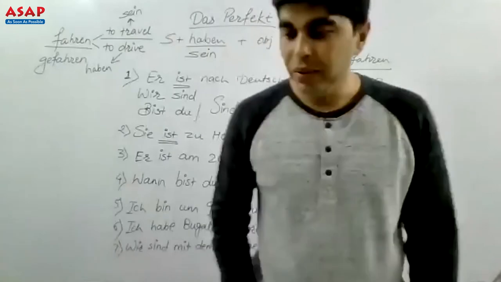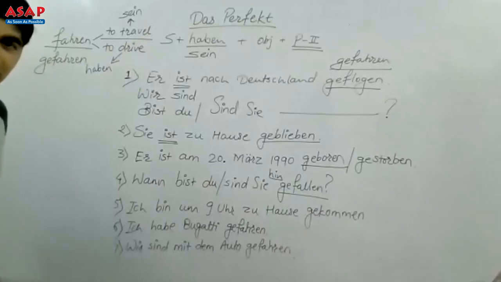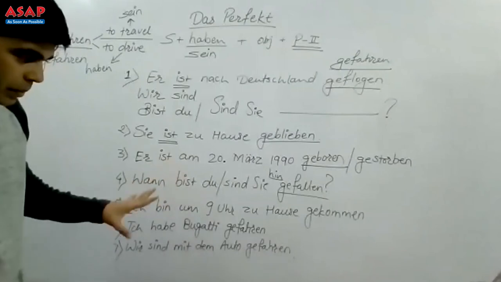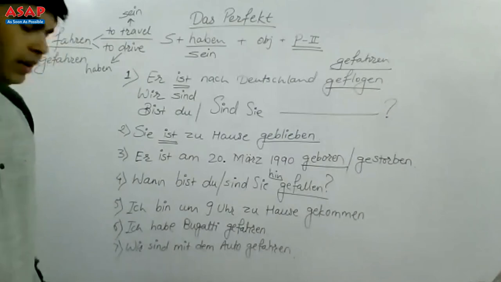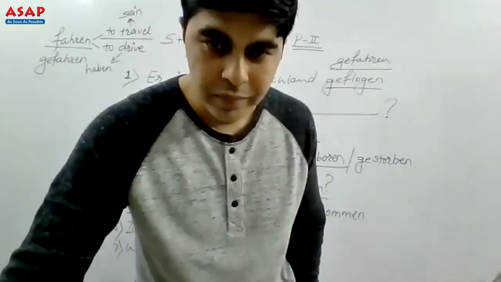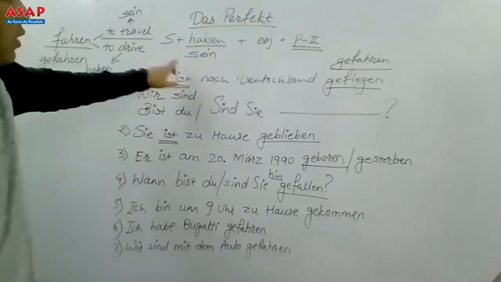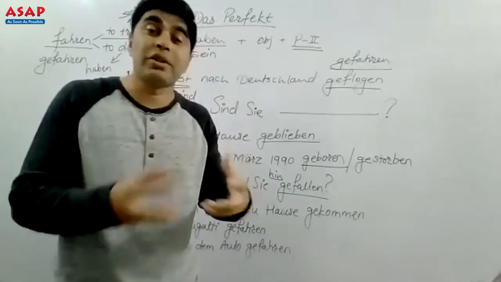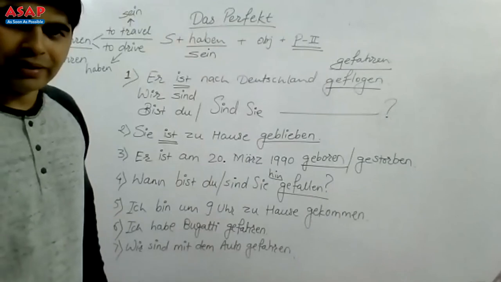Okay, fine. Now we'll see a few more examples from the book. First, any difficulties, any doubts? Can you read every sentence clearly? Can you see all the spellings? Okay, no doubts, then we'll proceed further. Here our structure is subject plus sein, then object, and then participle. The structure is the same, only instead of haben you are using sein.